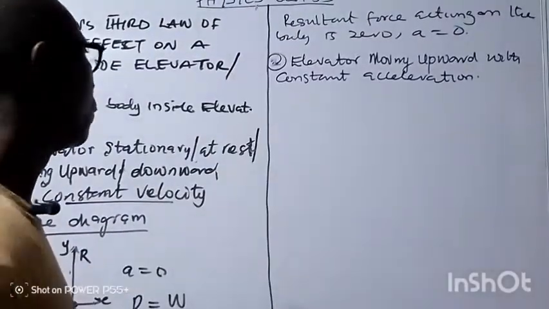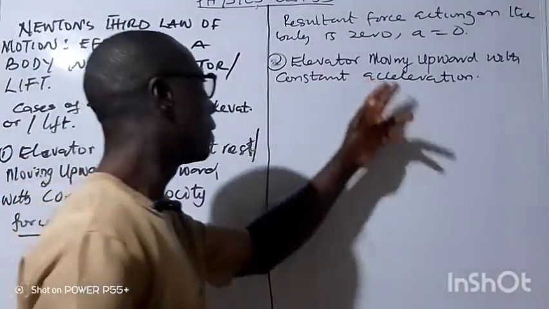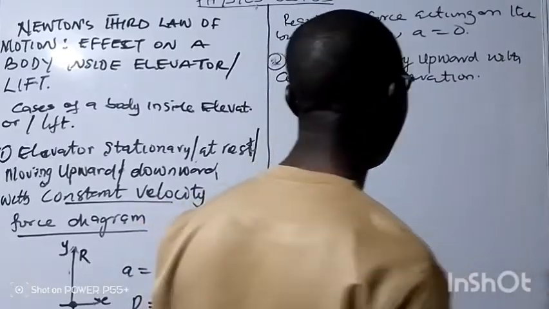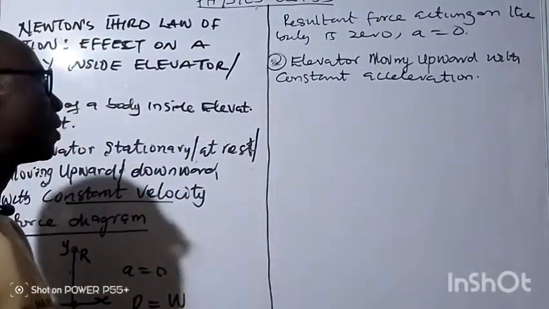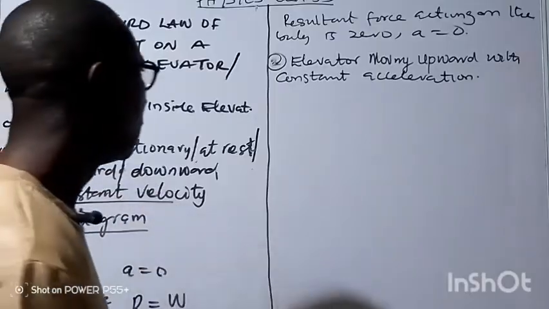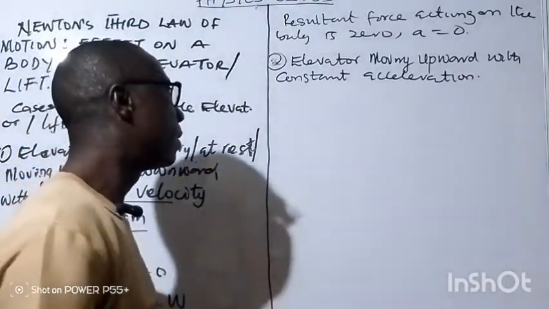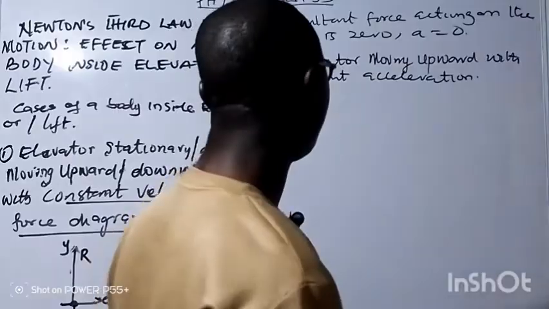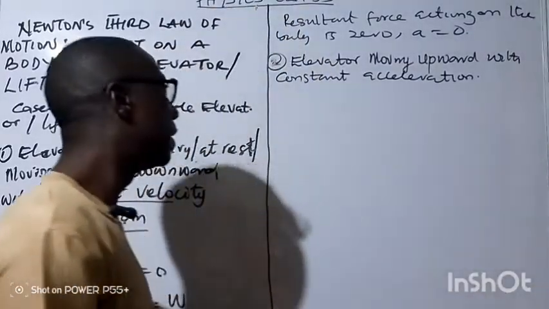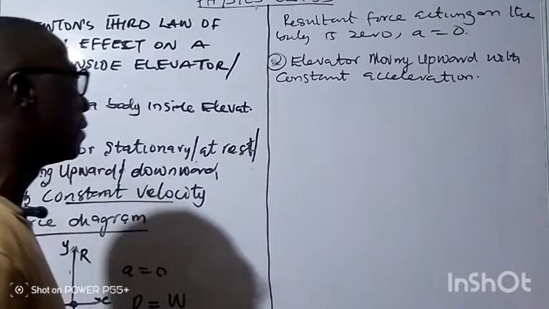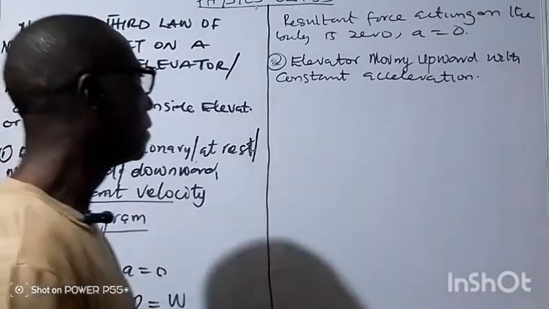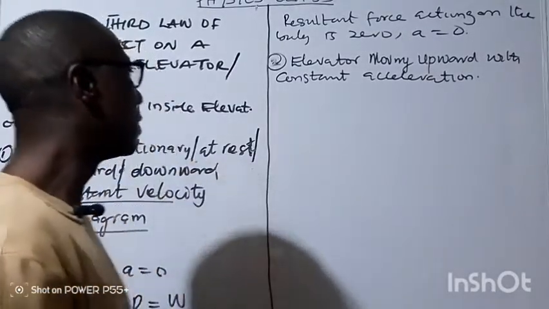Now, case 2: elevator moving upward with constant acceleration. When this occurs, that is when the elevator is moving upward with constant acceleration, definitely the body inside the elevator or lift will gain weight. Why is it that we gain weight?